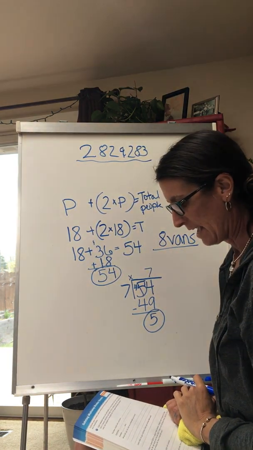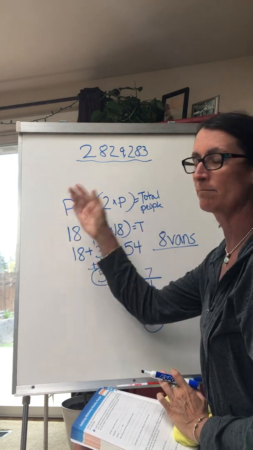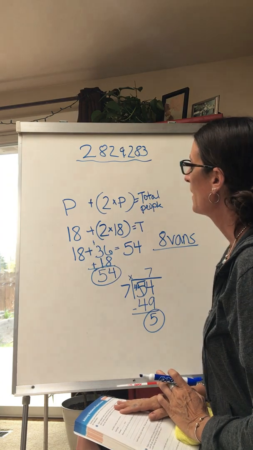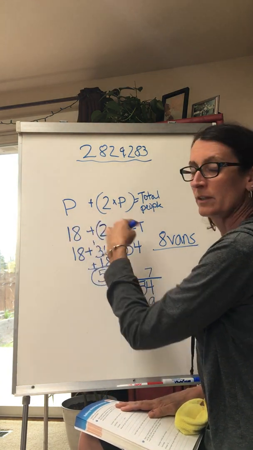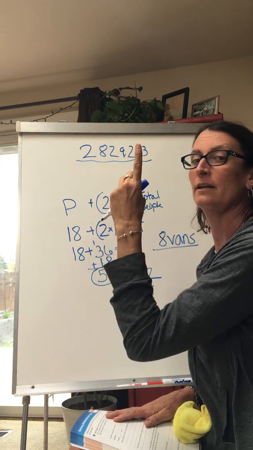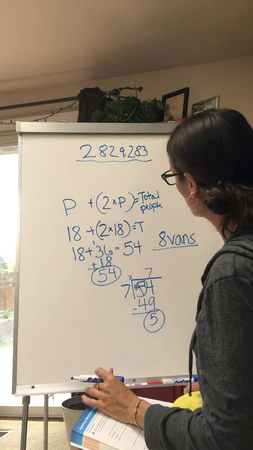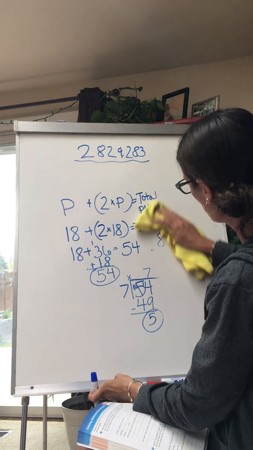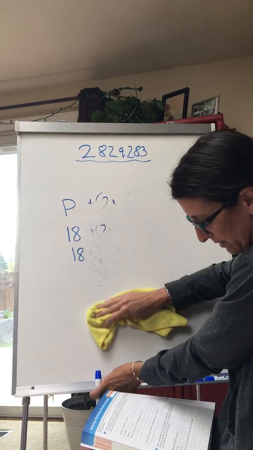vans, okay? And if you think about it also, this is my thought process of how to do it. I also could have just done 18 times 3, because each person would have been the player and 2 family members. So there's 3 people per player, okay? All right, so that is number 1. And let's look down at number 2, okay?